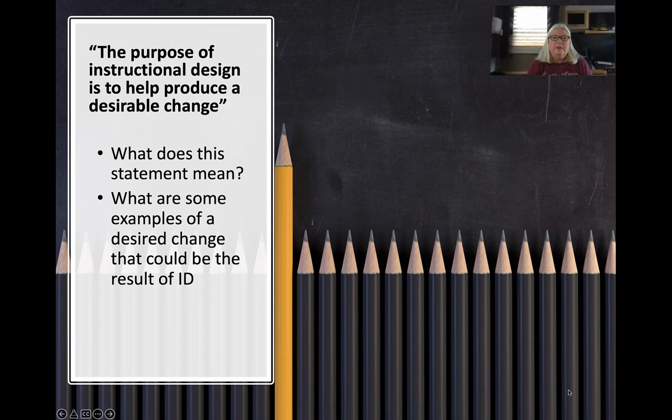The purpose of instructional design is to help produce a desirable change. This change could be an improvement in attitudes, it could be an increase in knowledge, or it could be an upgrade in skills for employees. So whenever we do training, we expect some kind of change. So think of some examples of a desired change. Such as perhaps better customer service. That's a desired change that could result from a customer service training. An increase in sales could result from increasing the skills of the sales staff.